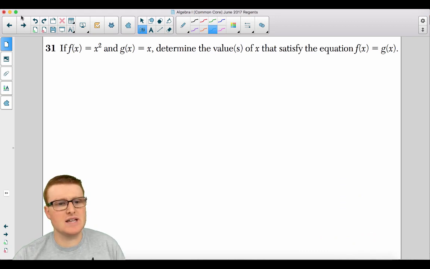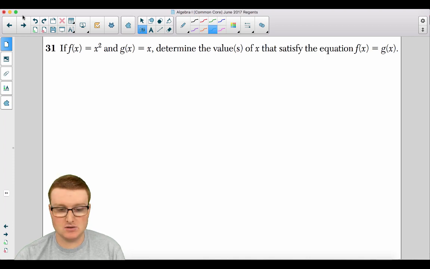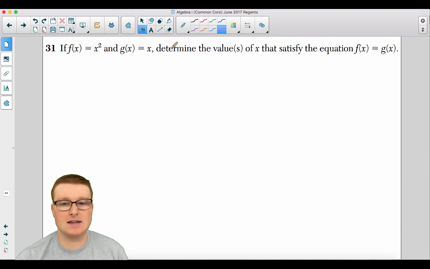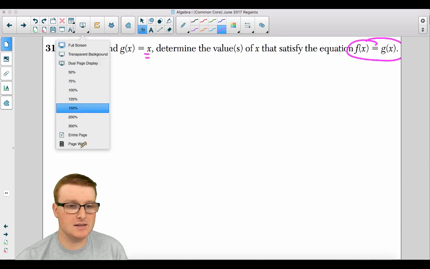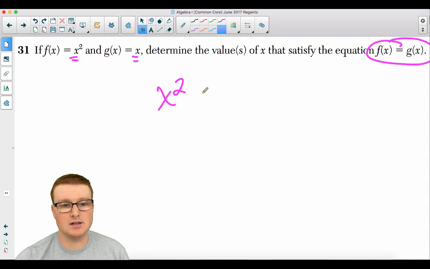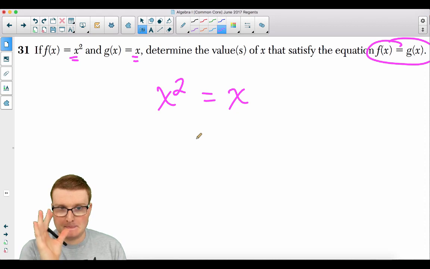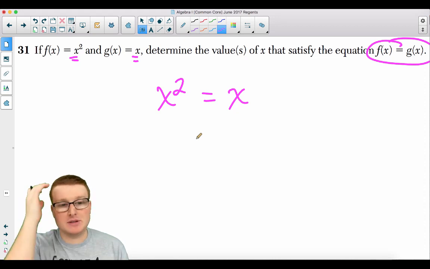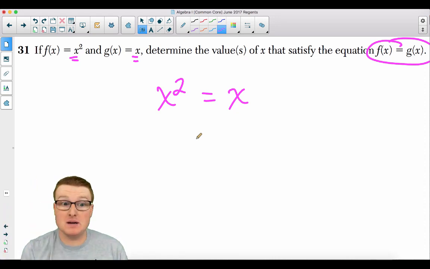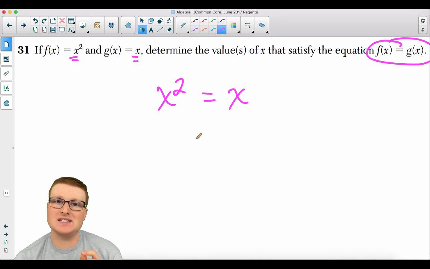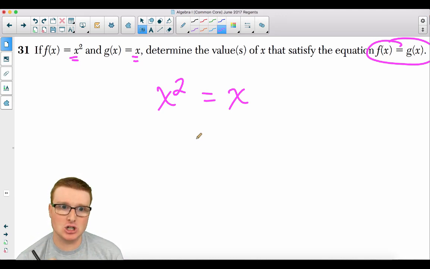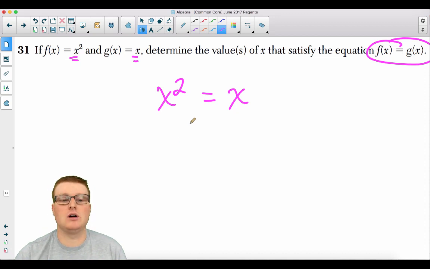If f of x equals x squared and g of x equals x, determine the values of x that satisfy the equation f of x equals g of x. Can it get any easier than this? You're just taking these equations and you're setting them equal to each other. So we're taking x squared equals x. I take it back with the easy peasy. It's easy peasy for most people, but if you don't see that this is a quadratic where you need to factor, you could have gotten this one wrong.